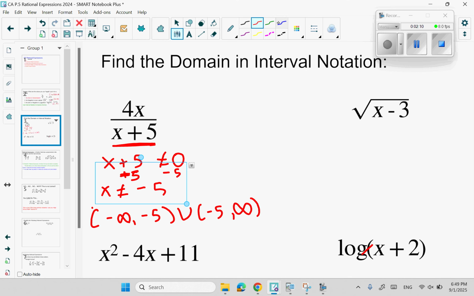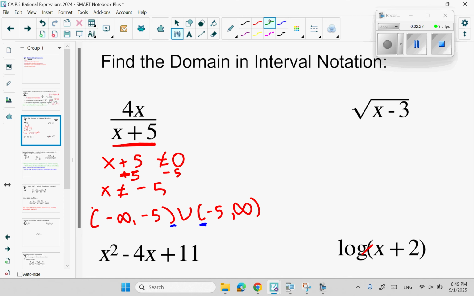The important thing is, again, I have these parentheses, so I get every value below up to negative 5, but negative 5 is not included, and every number after negative 5, not including negative 5, which is nice.